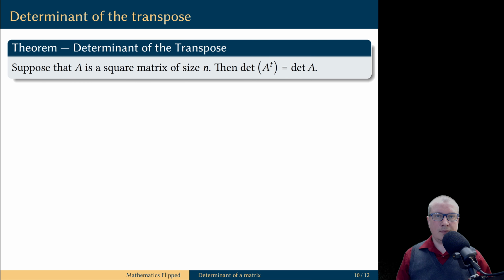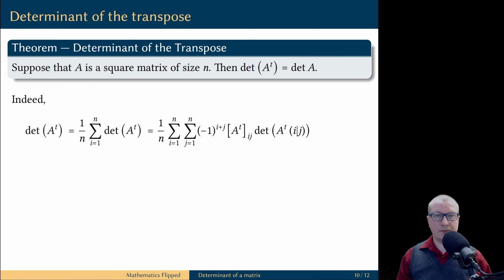Next, let's establish that taking the transpose does not change the determinant of the matrix. This is a somewhat tricky proof, and we start by representing the determinant of A transpose as the sum of n copies of the determinant of A transpose divided by n. In this case, n is the size of the matrix.